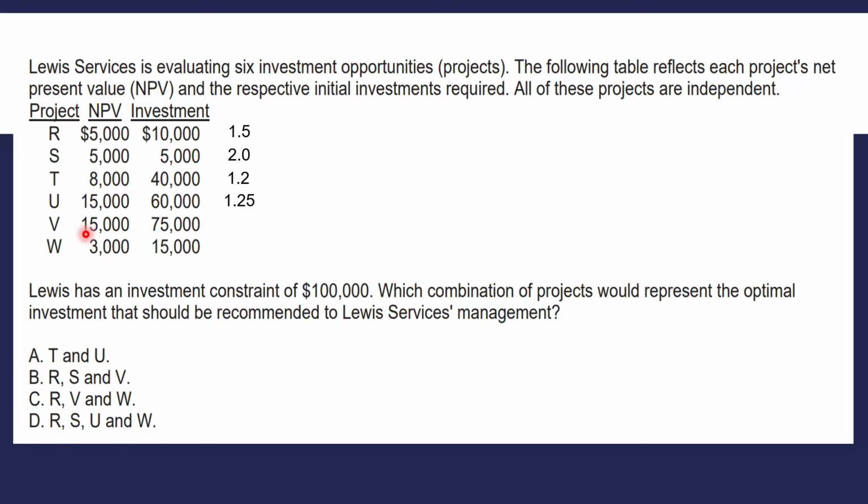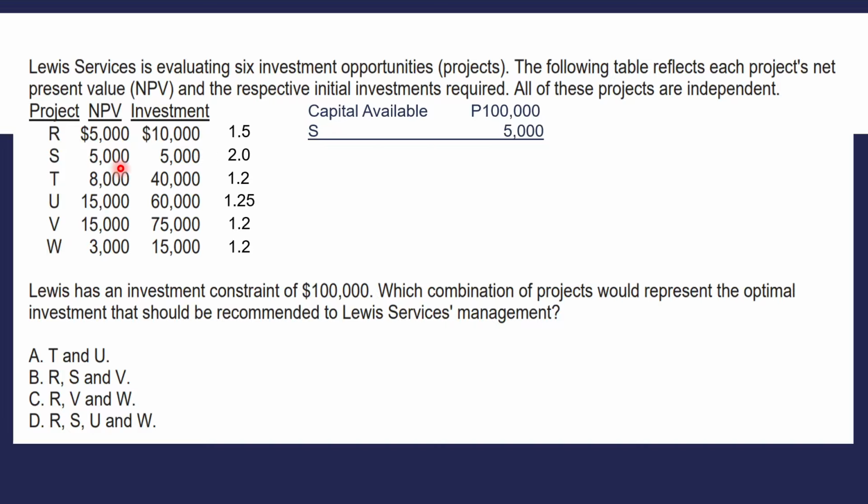V. 15 plus 75 is 90. 90 over 75 is only 1.2. And then W, 3 plus 15 is 18. 18 over 15 is 1.2. So this is what we're going to do to optimize, no? To maximize the use of the funds. Prioritize the project with the highest PI. In this case, it's project S.